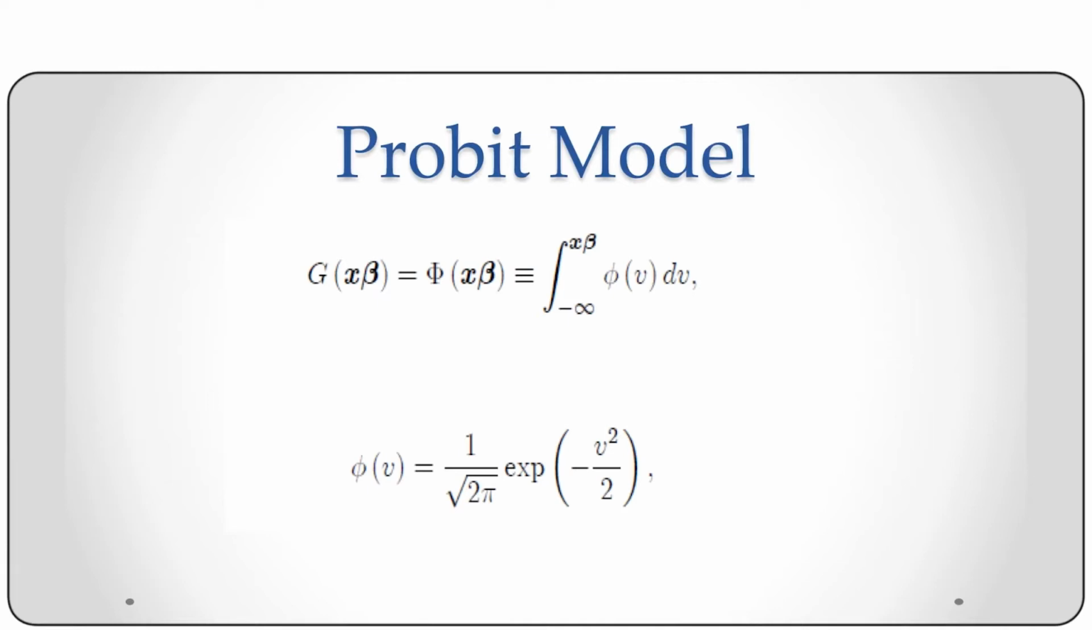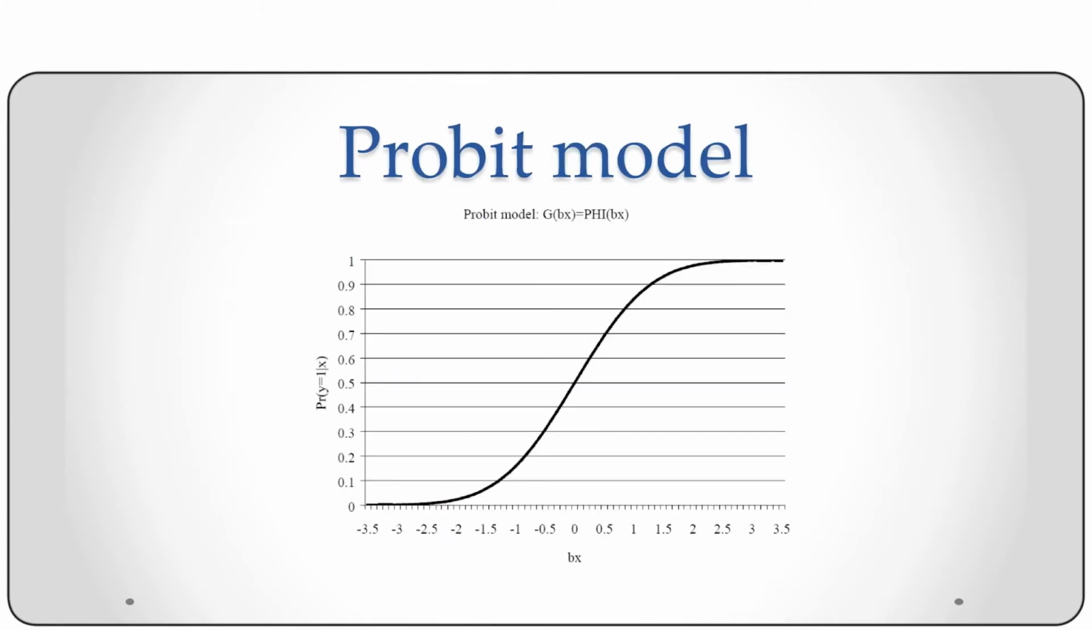You may have heard of another class of models called Probit models, which also arise commonly in econometrics. In such a case, we assume that G is the standard normal CDF. Making this assumption, we get the Probit model, which states that probability y equal to 1 given x prime beta is equal to capital Phi of x prime beta, where capital Phi is the CDF of the standard normal distribution. Here is a plot of the Probit model.